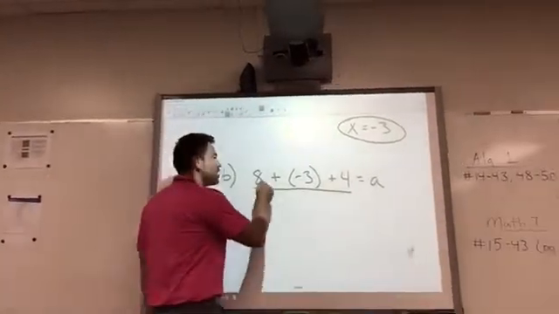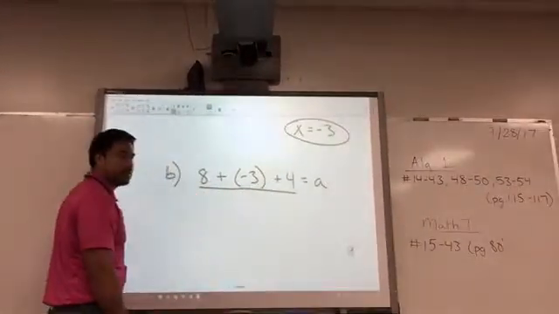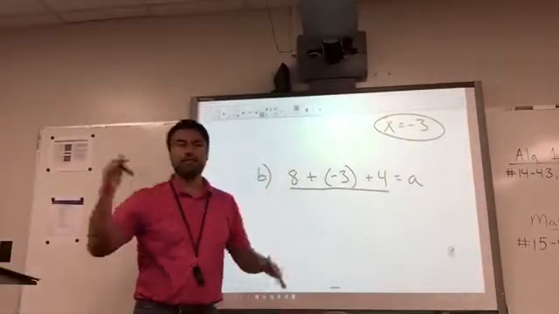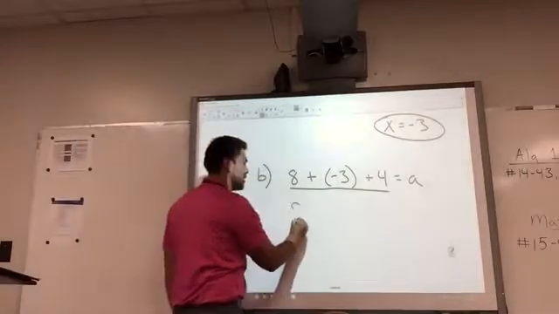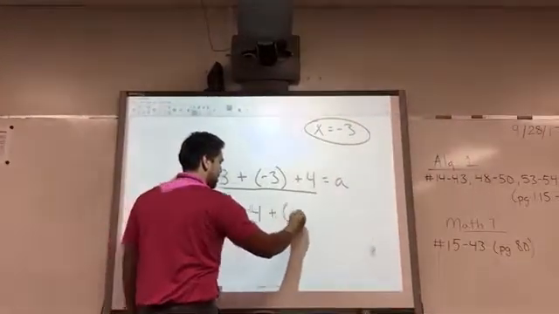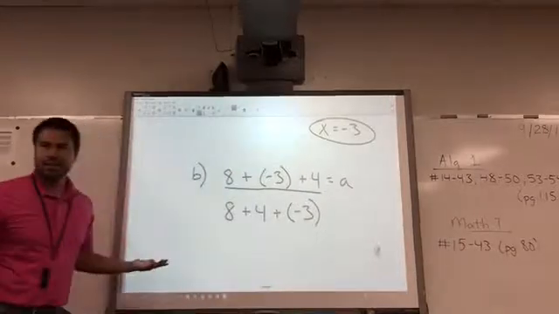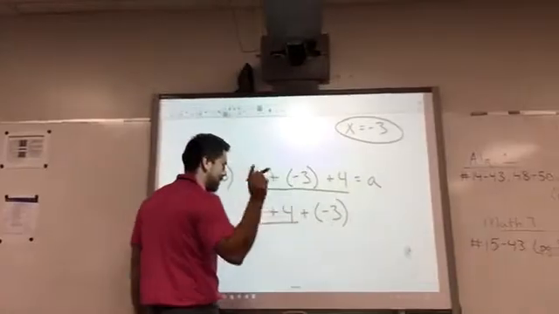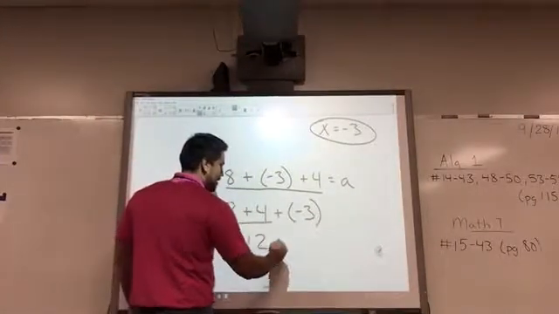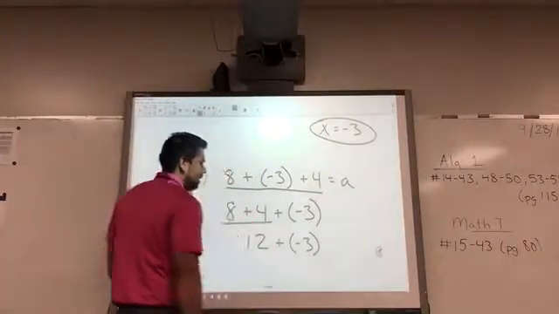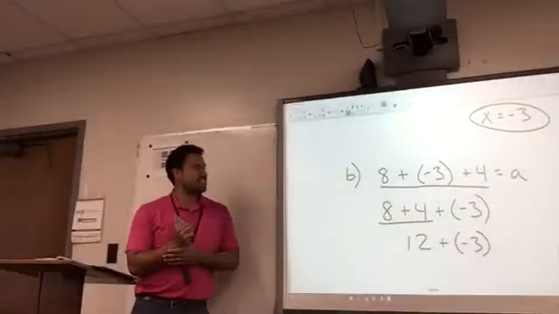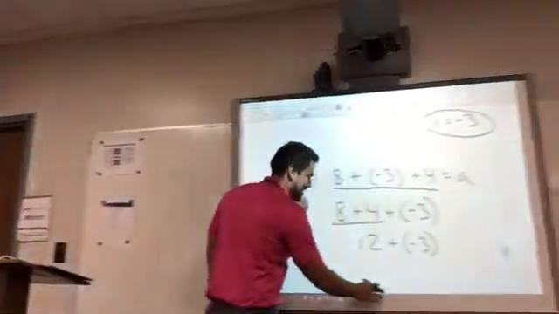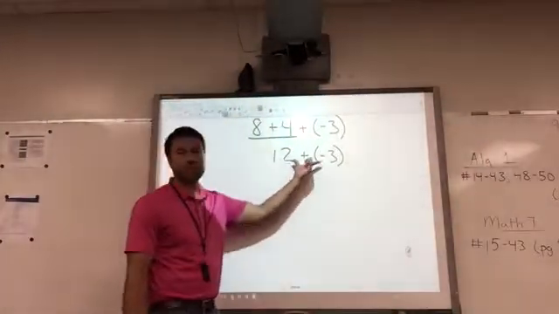Commutative. Are these three integers being added? Yes. Does it matter the order of your addition? No. Can the addends be rearranged? Yes. So I'm going to do this. Am I allowed? Yeah. So it's 8 plus 4. You can do that in your head. That's 12. Then you have 12 plus negative 3. Close. Hold on. Then what we do here is, do we have two numbers with different signs?